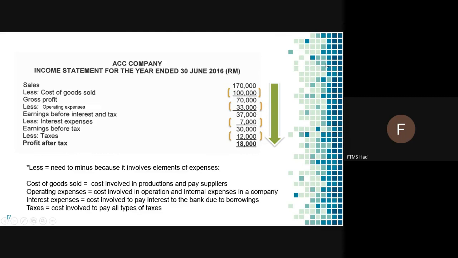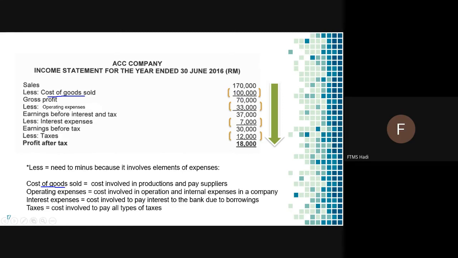All right. Let's go through some of the terms here. Cost of goods sold, in Malay, kos jualan, means the cost involved in production and paid to the suppliers: raw materials, and also other materials, parts, components, and so on. Any cost that is related to sales. For example, nasi lemak: the cost of goods sold is rice, sambal, chili, anchovies, and so on. That is the cost of goods sold. So once you minus, you will get gross profit.